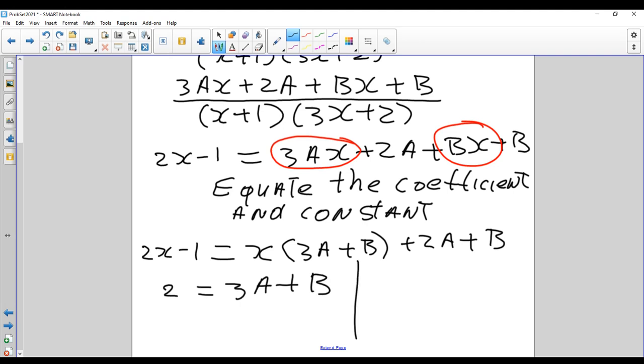This coefficient here must be the same as this coefficient here. The coefficient here in front of the x is 2. The coefficient here is behind the x, but it could have been put in front of the x. It is also 3a plus b. So the two things have to be equal. Yes? Sure.